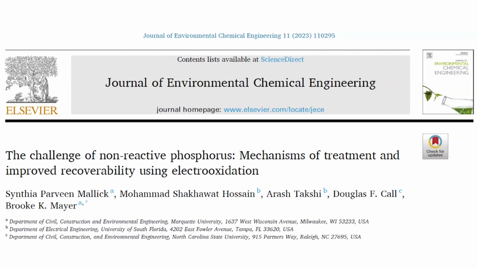Today, we are focused on how we can remove soluble forms of phosphorus that resist conventional treatment, or so-called soluble non-reactive phosphorus. A new paper in the Journal of Environmental Chemical Engineering investigates the proportion of soluble non-reactive phosphorus in municipal and industrial wastewater streams and describes combining two techniques called electrooxidation and ion exchange to convert soluble non-reactive phosphorus into more recoverable forms and then recover it. We're joined today by one of the lead investigators from that study, Dr. Brooke of Marquette University.